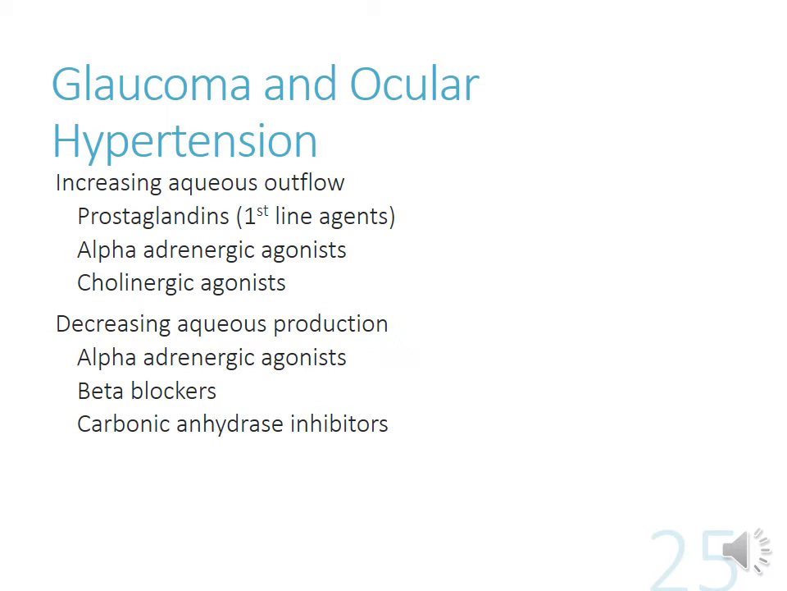In order to decrease aqueous production, we have other drugs that can do that as well. Again, you see that the alpha adrenergic agonists fall into this category, so they perform double duty. You'll have beta blockers, and then you'll also have carbonic anhydrase inhibitors. We'll talk more about these in detail, but it's good to know which drug is performing which action, and this is going to be important when you talk about combination drugs. How can I work synergistically by adding drugs that work through different mechanisms? So it may make sense to do a prostaglandin plus, say, a carbonic anhydrase inhibitor, or an alpha adrenergic agonist plus a beta blocker. Using that kind of rational approach makes sure we're using the right mechanisms to get that synergy.